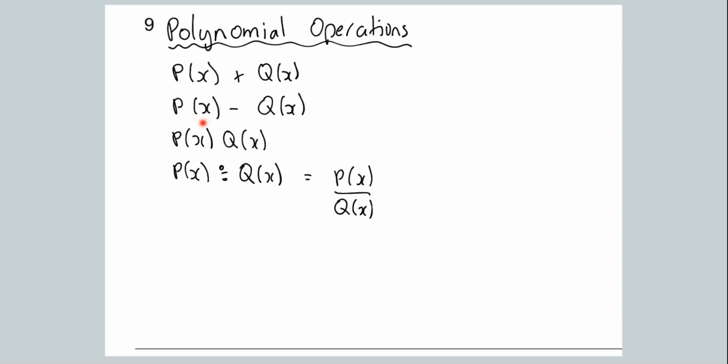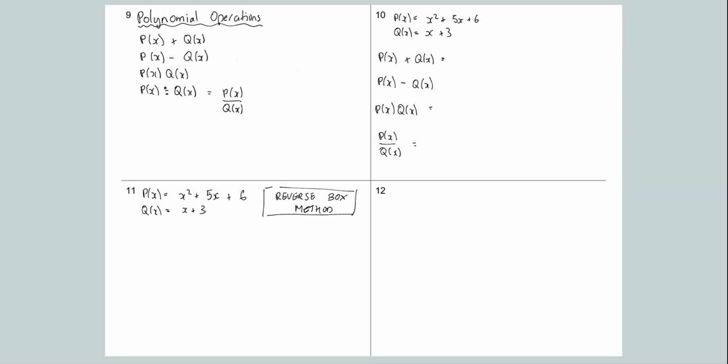Multiplication, remember we don't put the times sign in, but P of X times Q of X. P of X divided by Q of X we can also do. In algebra, remember, we tend to write division with the divided by sign here. So zoom out. Here we have some operations here.